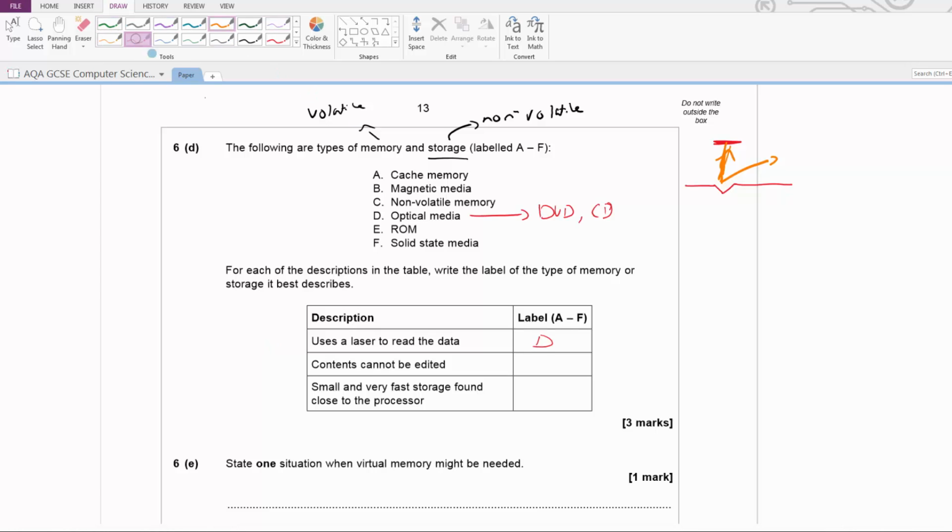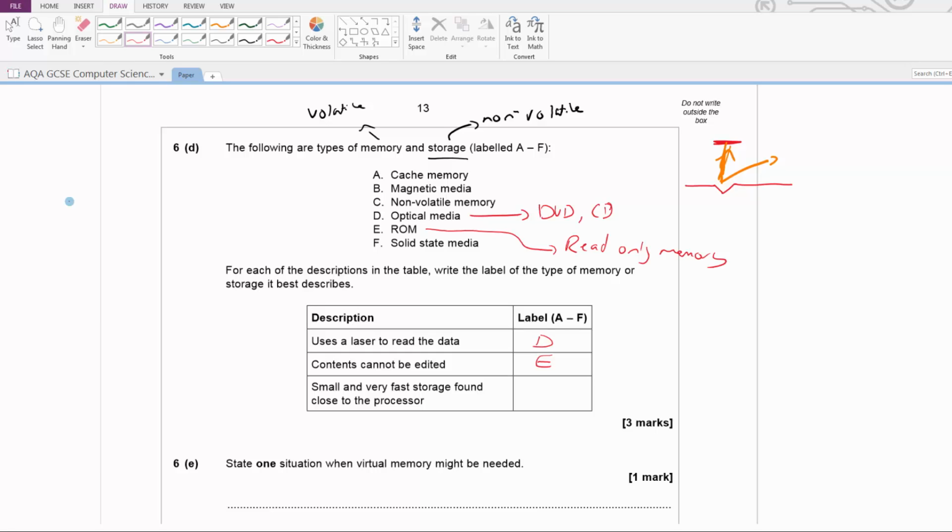The second one, contents cannot be edited. Well, that's ROM. ROM stands for read only memory. So that means once you've stored something on ROM, you can't change it. And this is true to an extent. There are some cases where you can alter the data stored on ROM, but ROM is usually used for things like storing the bootstrapping program, the program that starts up your computer, so it will load the operating system into the memory.